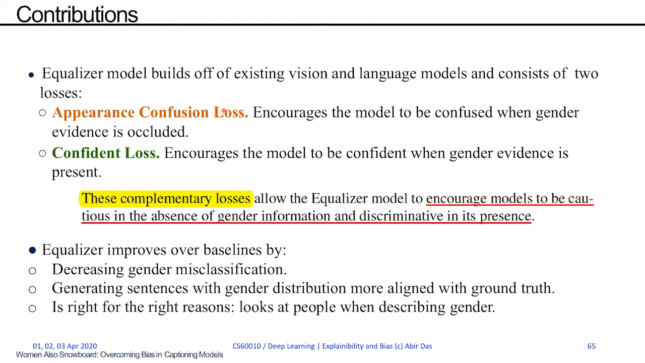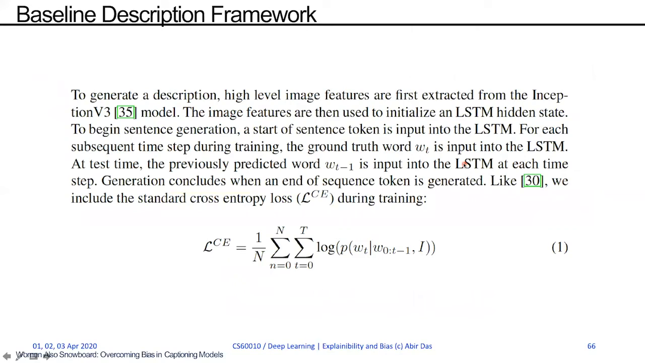However, it is not enough to confuse the model when the gender is absent. It must also encourage the model to consider the gender evidence when it is present. So that is where the confident loss comes in. It encourages the model to be confident when the gender evidence is present. And the appearance confusion loss encourages the model to be confused when the gender evidence is occluded or not there.